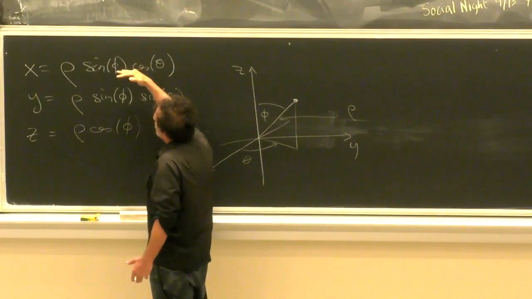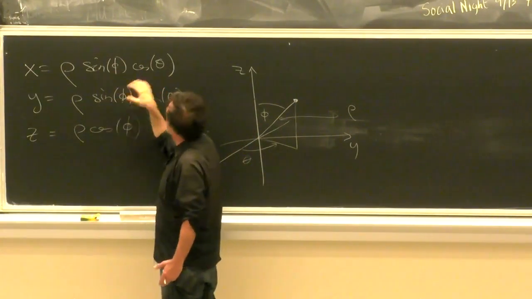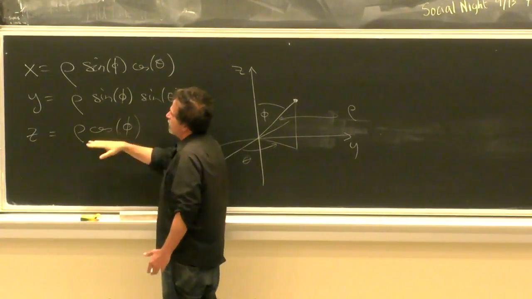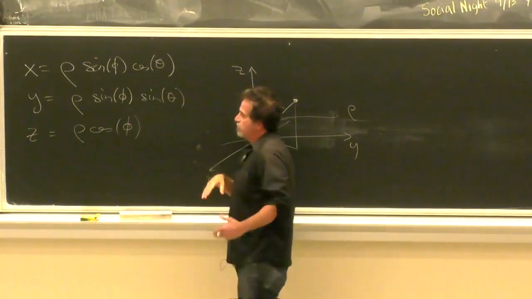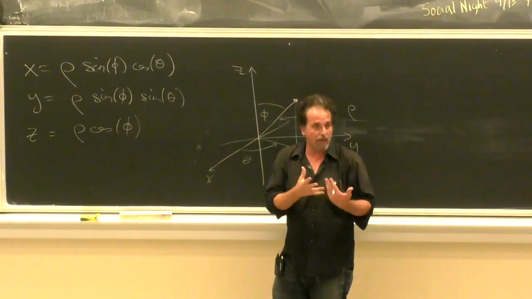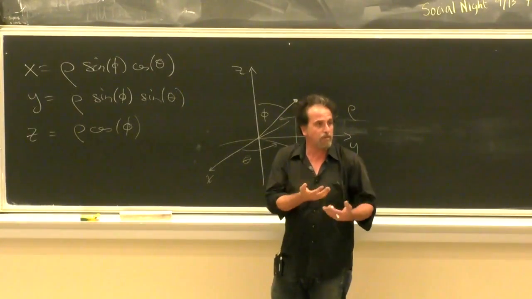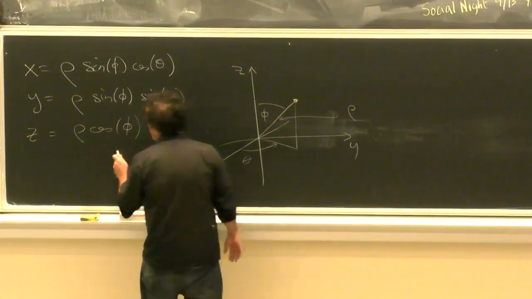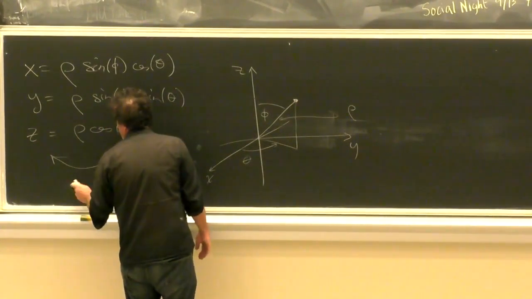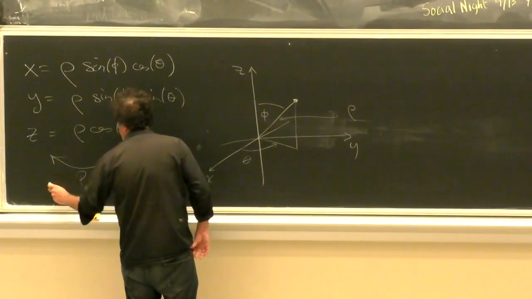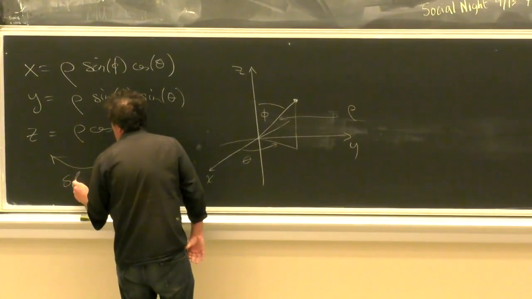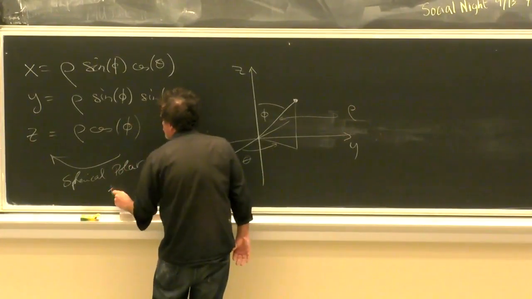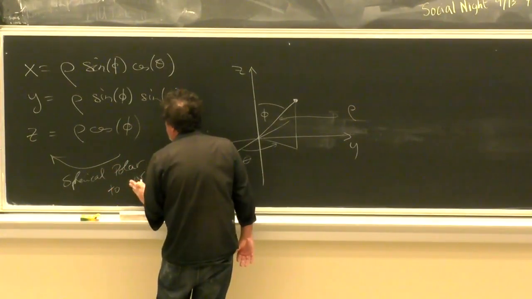And you can see x squared plus y squared, because of Pythagoras' theorem, these guys add up, and you're left with rho squared sine squared phi. Plus z squared, you're left with rho squared cos squared phi, plus rho squared sine squared phi is rho squared. So x squared plus y squared plus z squared is rho squared, falls naturally out of these. So this is the inverse transformation. So this is spherical polar to Cartesian.